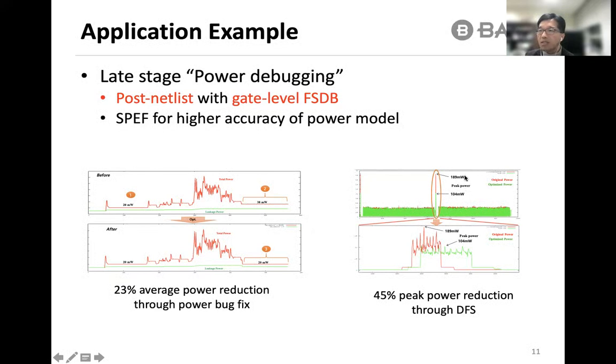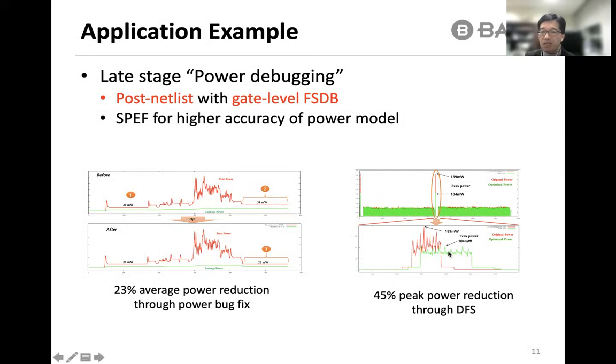In the figure on the right-hand side, the initial power waveform is shown in red. Except for a high peak, which is located at 189 milliwatts, power consumption here is rather plain. This design has support for dynamic frequency scaling, so they decided to lower the frequency around the peak.